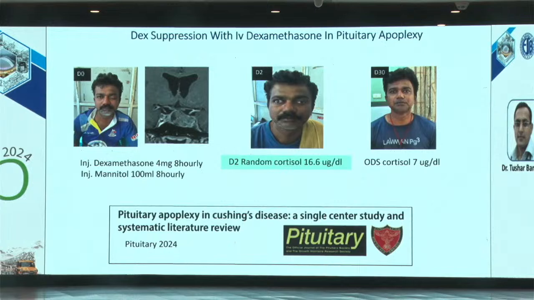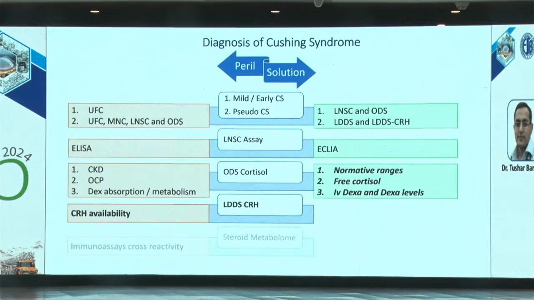Even after stabilization, you could prove that the ODS cortisol was on the higher side. We put up our data together of such patients and gave a cutoff for suspecting Cushing's disease with apoplexy in this publication in Pituitary. So we've looked at the new gold standards with LNSC and ODS cortisols, and the advantages and updates with it.